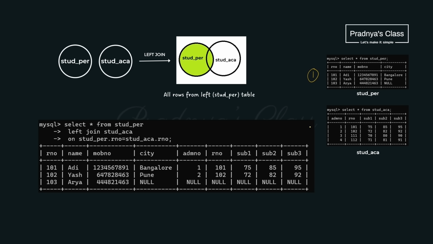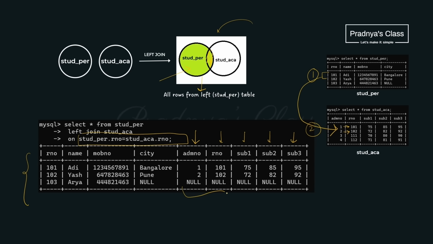To understand, we are considering the same tables. Look at this diagram. All the records from the left table will get considered and only the matching ones from the right. Here is the query: select star from student personal left join student academics on student personal roll number equals student academics roll number. Now look at the records, and only the matching records will get values. So here are the columns from the second table: admission number, roll number, subject 1, subject 2 and subject 3. For these two records we had values, that's why we got them.